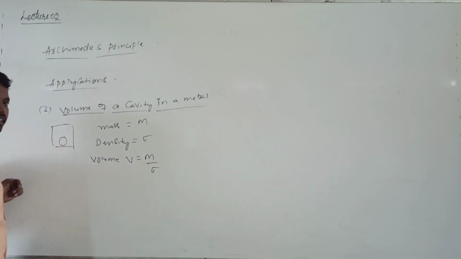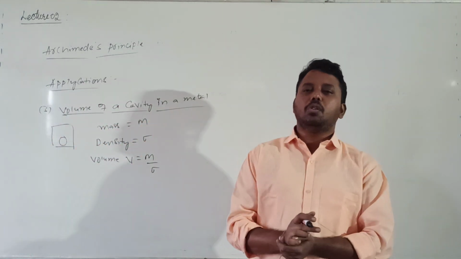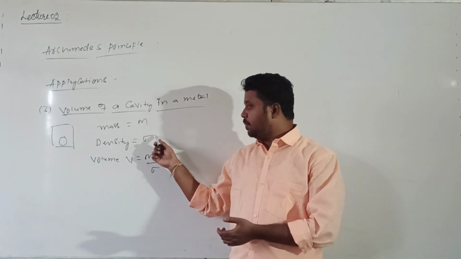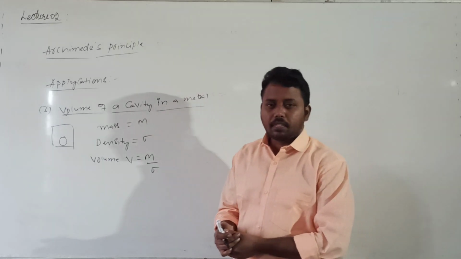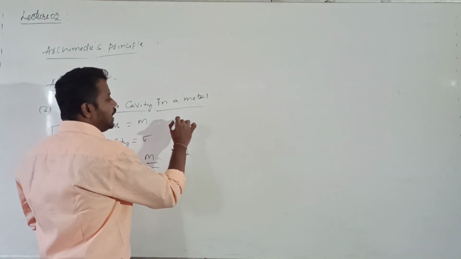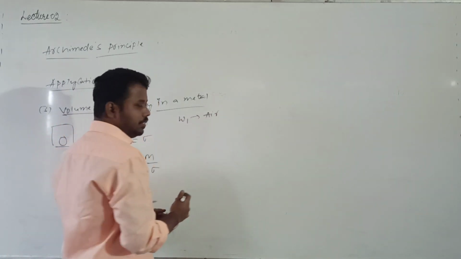First I will consider what material the metal plate is made of. The total mass of the metal plate is M. The density of the material of the metal plate is sigma. Then the volume of the metal plate is given by M by sigma. After calculating this, now we will calculate the weight of this metal plate in air with the cavity. Finding the weight in air.